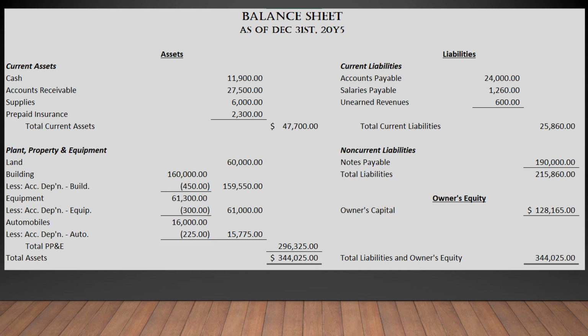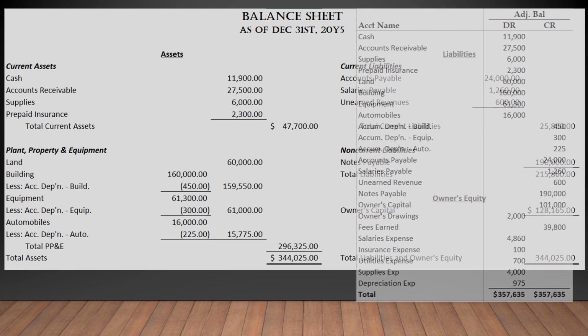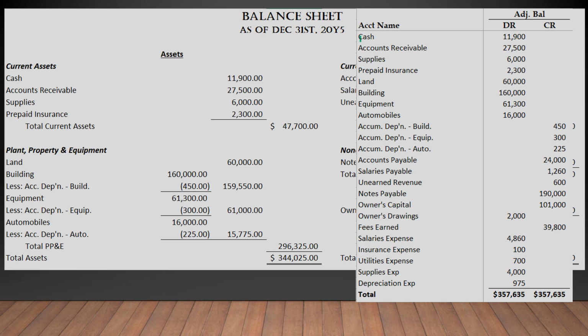Our balance sheet comes next. We'll start by looking back at our adjusted trial balance and copying over our current assets, those that will convert to cash or otherwise be used or consumed within a year.